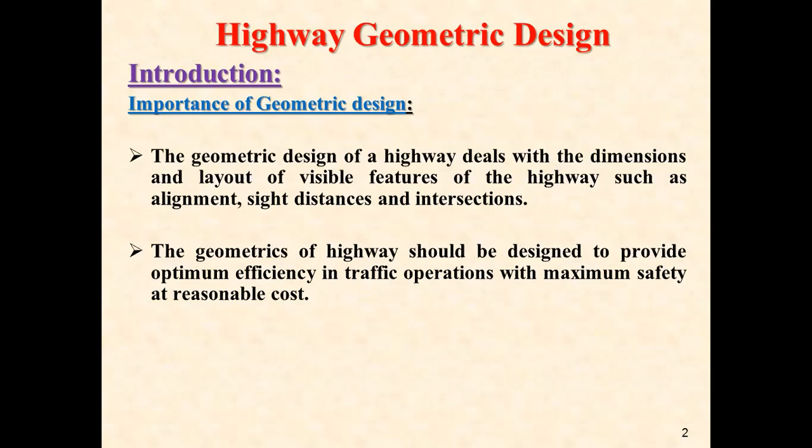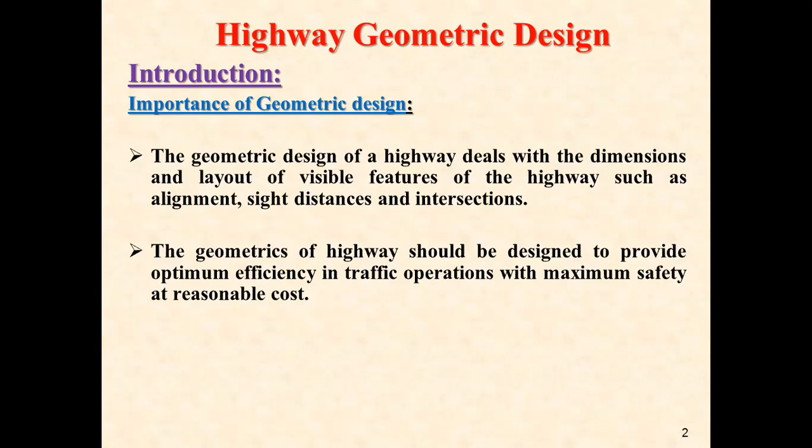So for the horizontal profile, we are going to provide horizontal curves. In the vertical profile, we are going to provide vertical curves. Then what is sight distance? It is the distance that is visible to the driver. So we keep the road visible ahead to the driver so that he can travel very safely. That is what we call sight distance, one of the geometrical design elements.